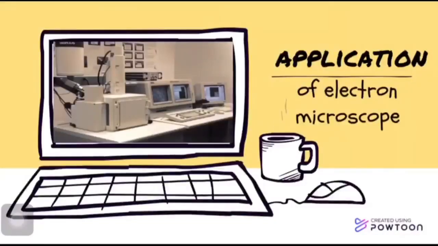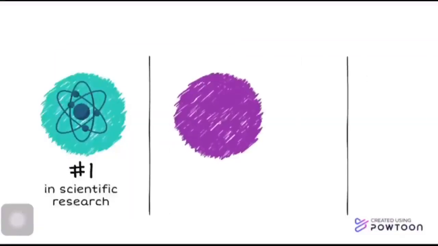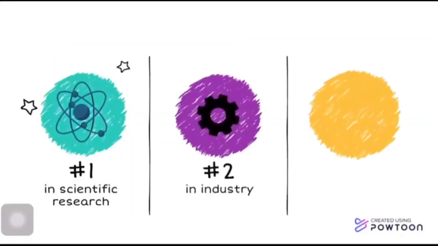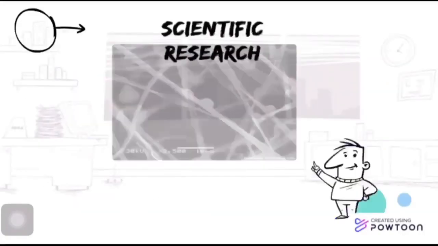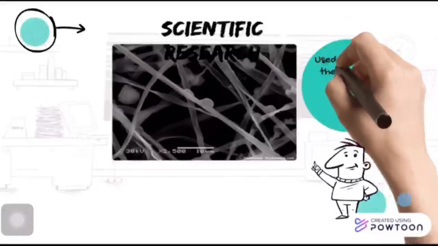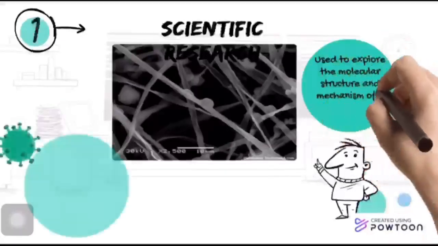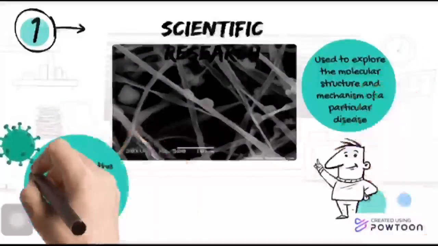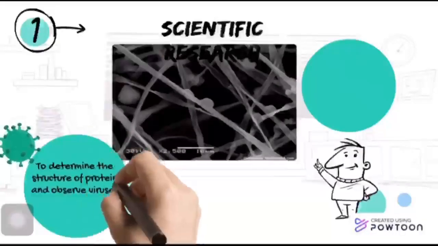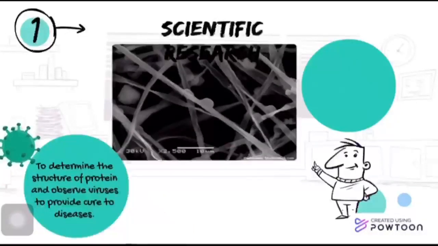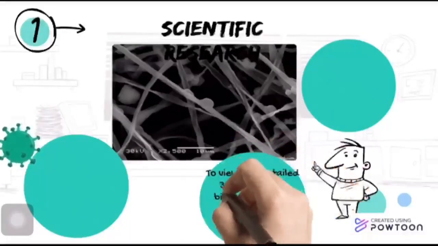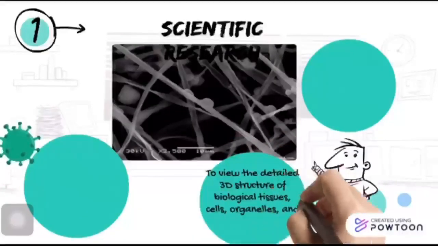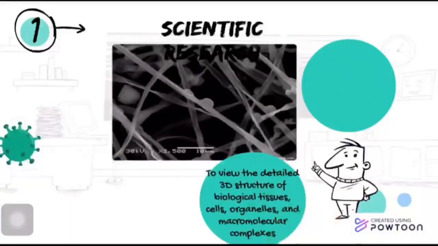Applications of the electron microscope: first, in scientific research, second, in industry, and third, in forensic science. In scientific research, it is used to explore the molecular structure and mechanism of a particular disease. Second, it is used to determine the structure of proteins and to observe viruses to provide cures for disease. And the last one is to view the detailed 3D structure of biological tissue, cells, organelles, and macromolecular complexes.